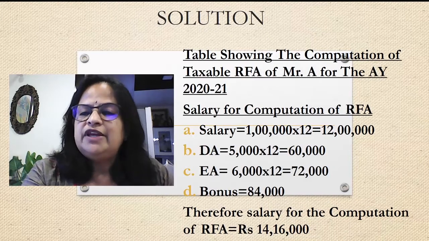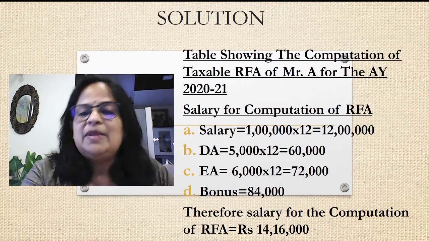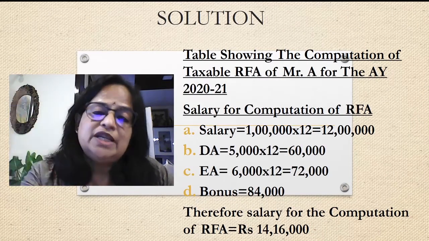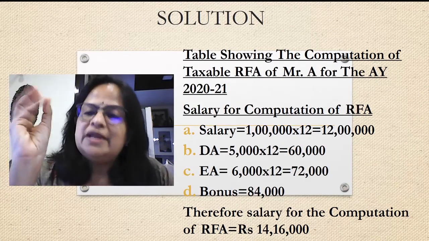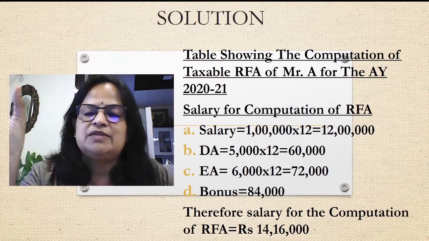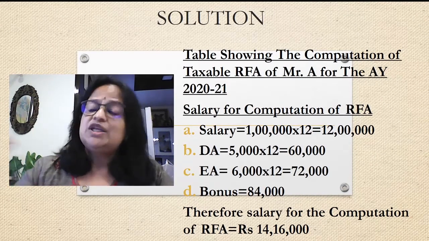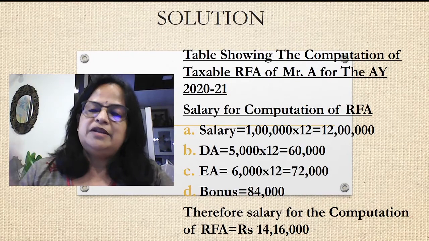Then DA 5,000 into 12, 60,000, and earned leave, entertainment allowance. Entertainment allowance we are going to do as the next module. Remember that there is exemption only possible for government employees. In the private sector we will not get exemption, so it will be fully taxable. I am going to explain that in the next module.